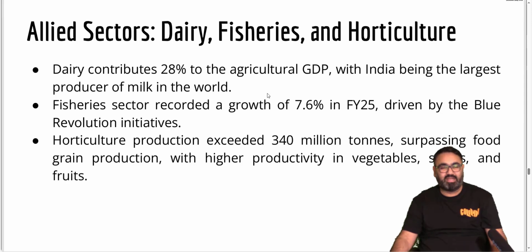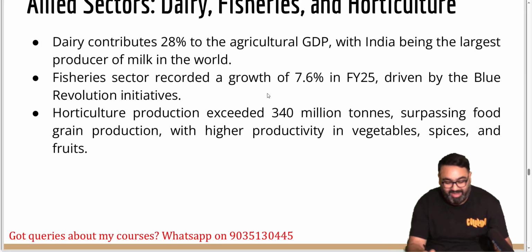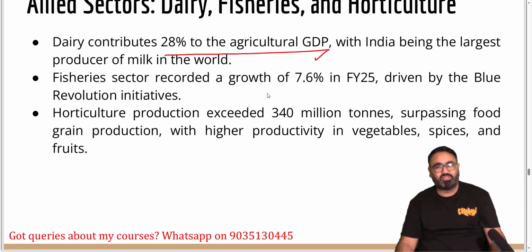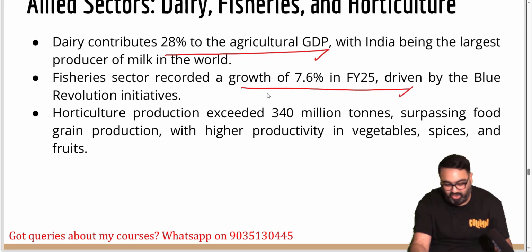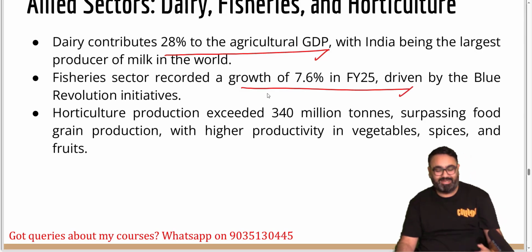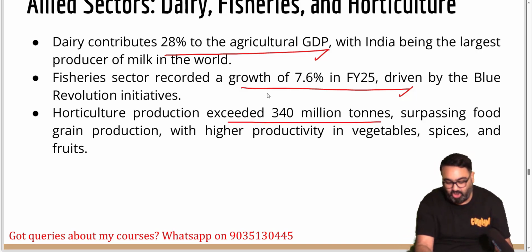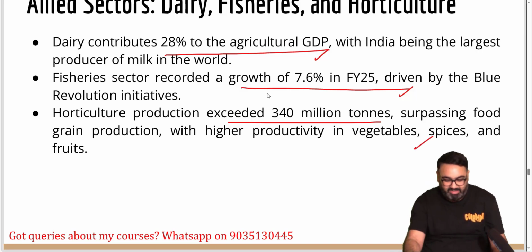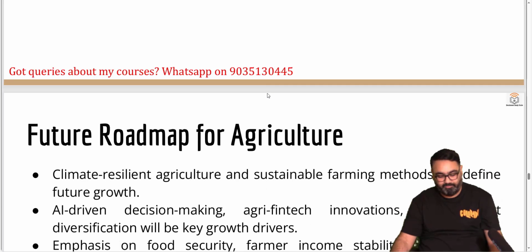Similarly, related sectors such as dairy, fishery, and horticulture have also been growing. Dairy contributes 28% to the agriculture GDP, which is a big number. India, as you know, is the largest producer of milk in the world. Then we have the fishery sector that has also been seeing growth. It's a pretty dominant export sector in the country now. PM Sampada Yojana also focuses on that. Horticulture production has also exceeded 340 million tons. It means a lot more vegetables, spices, and fruits are being produced, which is a good sign because there's a lot of demand for high quality such items around the world.